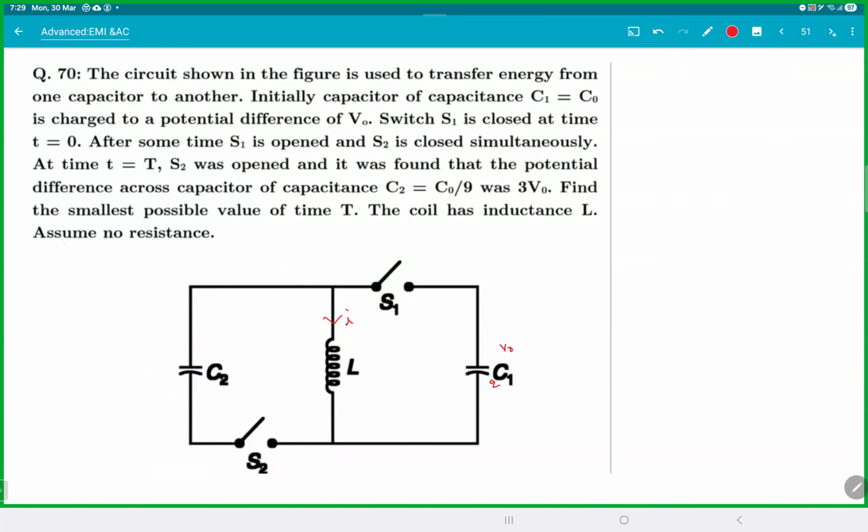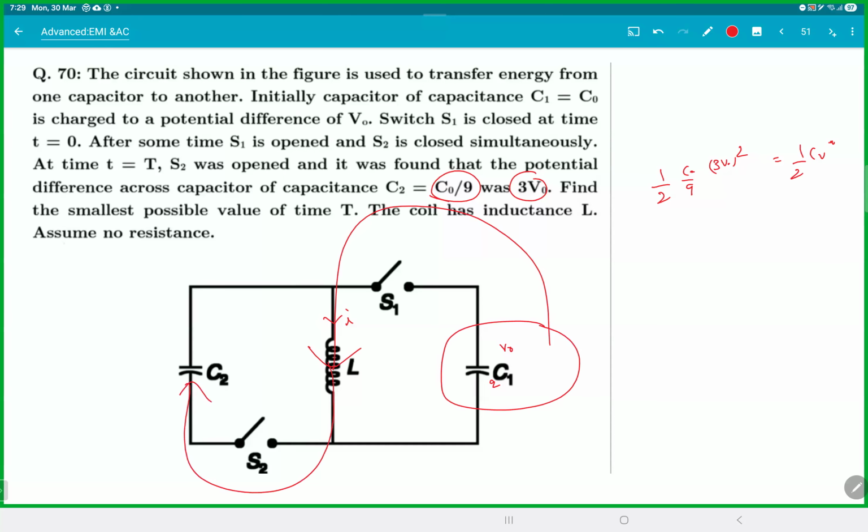Now, when I look at these numbers, when I actually did this question the first time also, I saw this number C0 by 9, I saw 3V0, I said, yeah, this is looking like half C0 by 9, and if you take 3V0 square, that 9 is cancelling out, so this is half CV0 square. And the energy initially here is also half CV0 square. Meaning this is only possible if this guy was completely empty, he transferred all the energy to the inductor, right? And then this inductor transferred all the energy to the capacitor. Making sense?